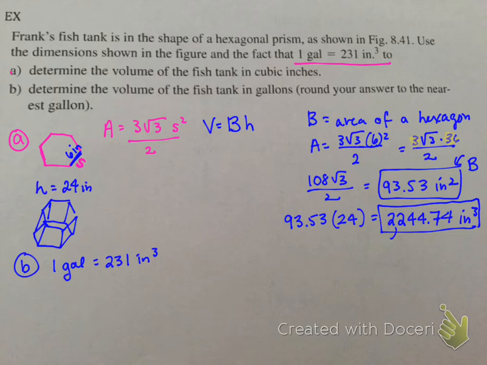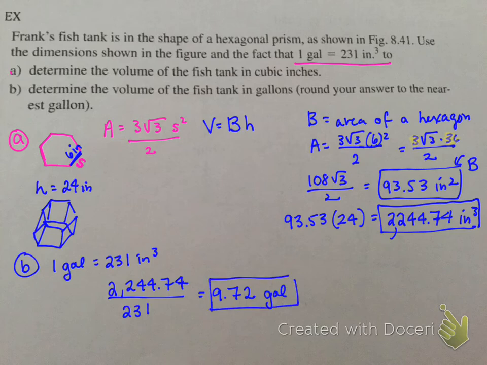So what I'm going to do is take what I got, 2,244.74, and divide this by 231, because that'll tell me how many gallons I have. It should still be in your calculator, so just divide that by 231. When you do that, you get 9.72 gallons. So that's how much water this particular fish tank would hold. I will not put a hexagonal prism on your test. It might be something where you have a square as a base or something easier, but at least we did one that's hard, in case you run into it on my math lab.